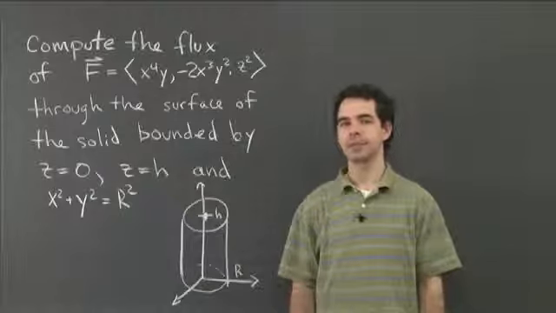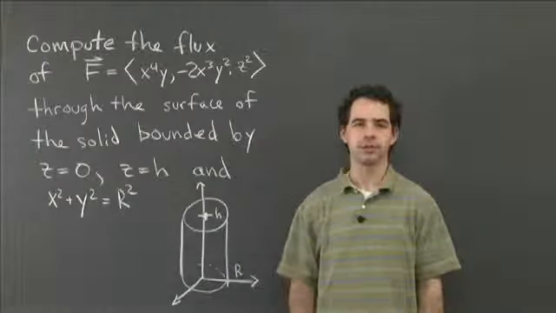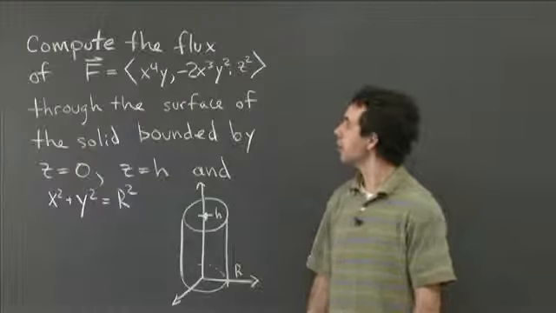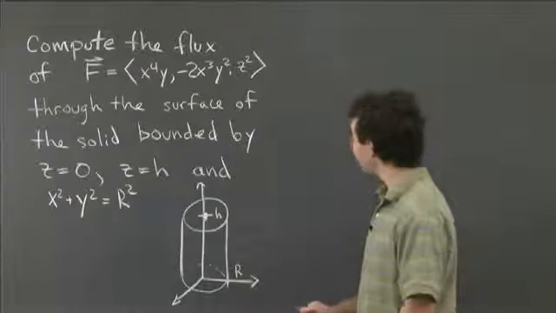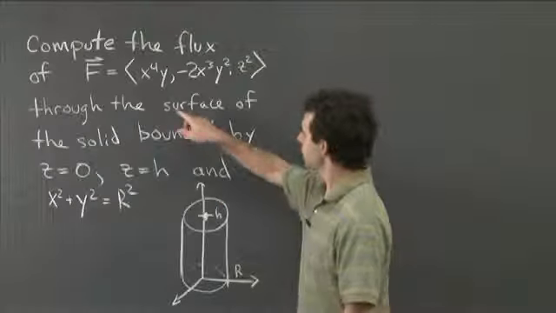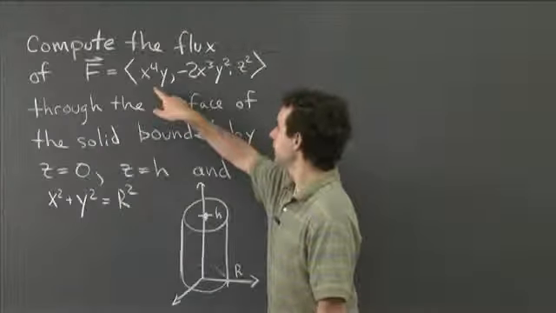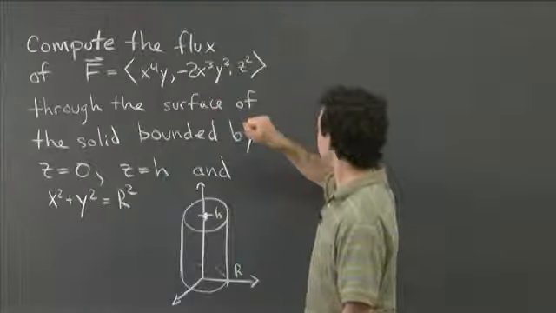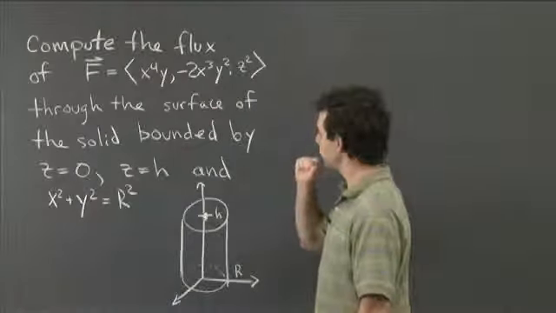In lecture, you've been learning about flux and surface integrals and the divergence theorem, and I have a nice problem about that for you here. So I've got this field F. It's a little bit ugly, right? All right, so its coordinates are x to the fourth y, minus 2x cubed y squared, and z squared.